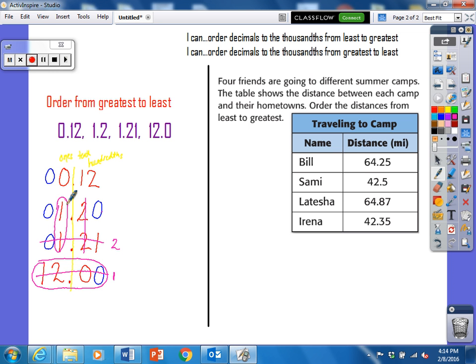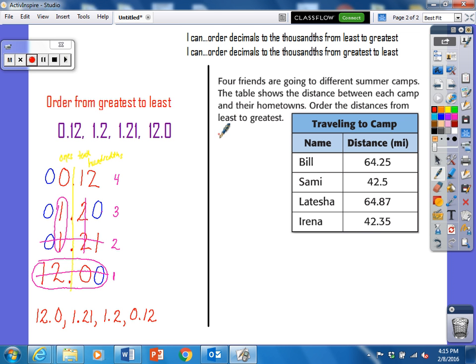Now between my last two numbers, I've got a 0 and a 1. I know 1 is larger than 0, so this would be 3. And then this would be my smallest number, my fourth number. And then I just go back over and I write them in order from greatest to least. So it'd be 12, 1 and 21 hundredths, 1 and 2 tenths, and 12 hundredths.